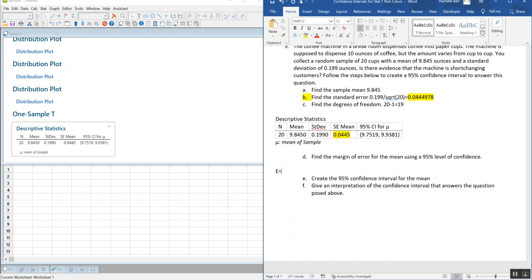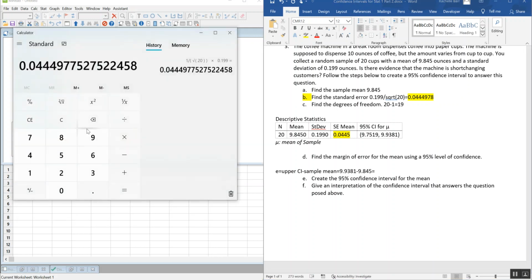So to get the margin of error easily off of a confidence interval, you just take the upper part of the CI and subtract the sample mean. But spell it correctly, otherwise everyone will know you're wrong. So 9.9381 minus 9.845. And that I cannot do in my head. Sorry, peoples.